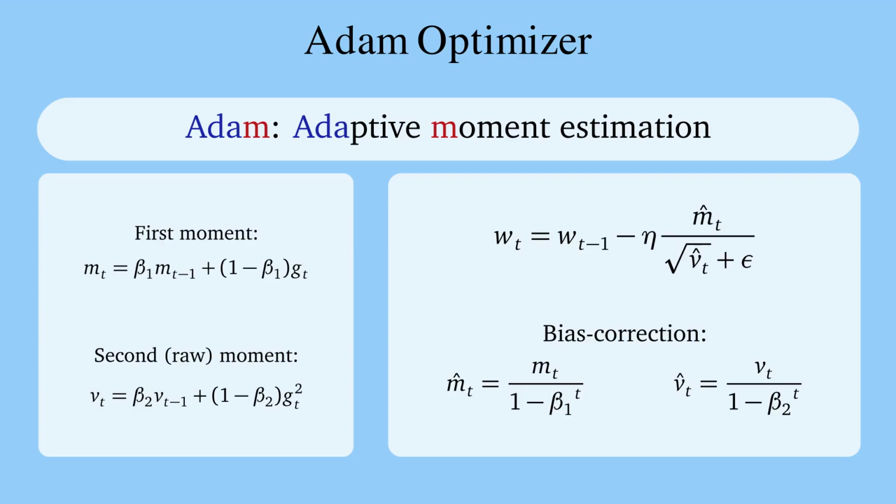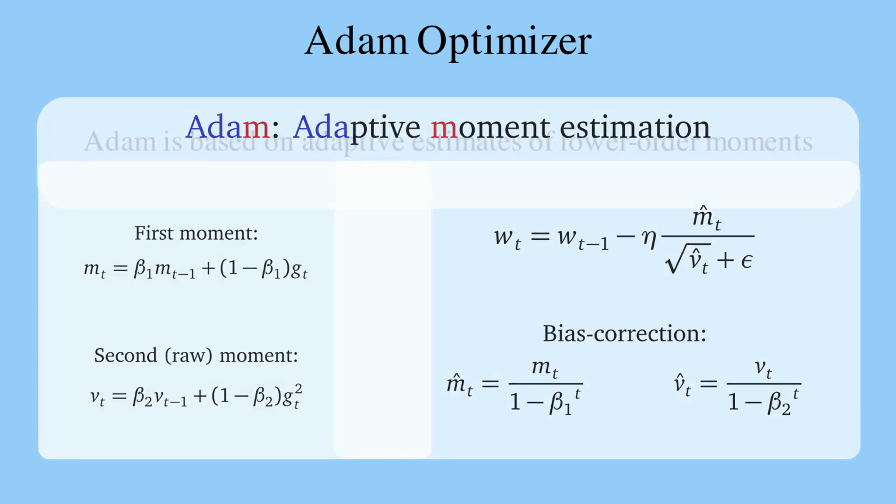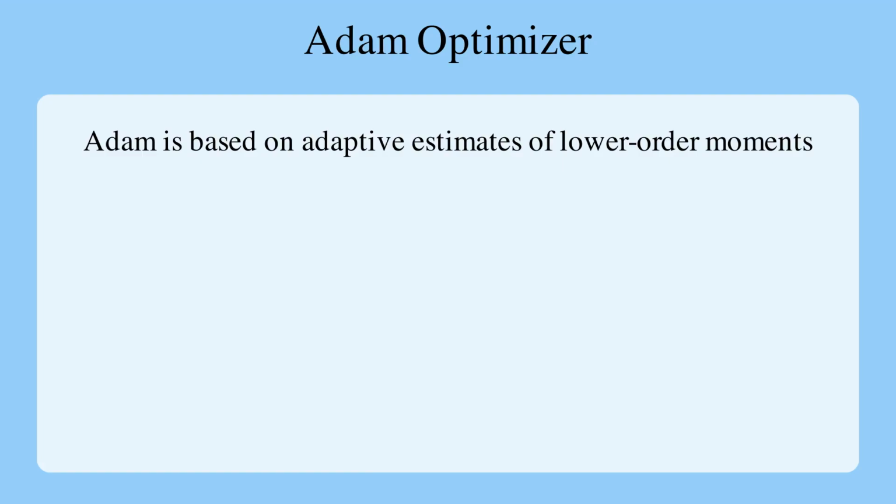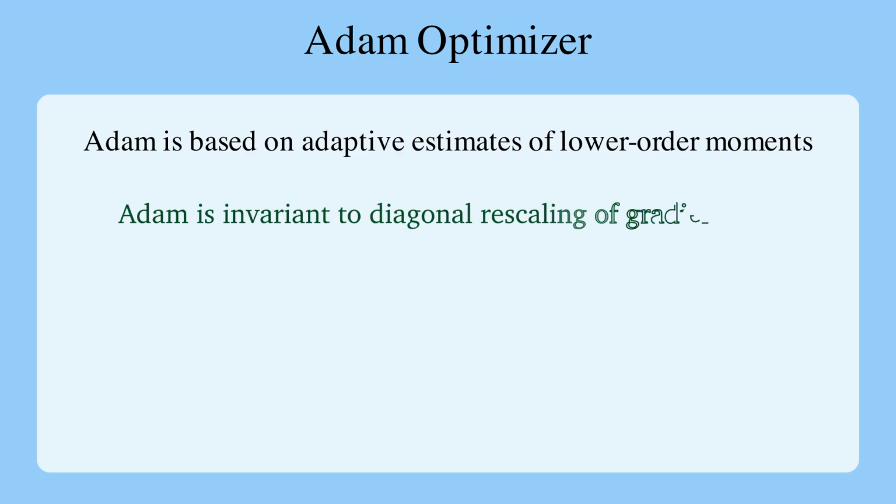So the update rule is w_t equals w_{t-1} minus eta times the current m hat divided by the square root of the current v hat plus some epsilon. This epsilon is just a small constant that is added in the denominator for numerical stability. So in summary, Adam is in fact another adaptive learning rate optimizer which uses adaptive estimates of first and second moments.